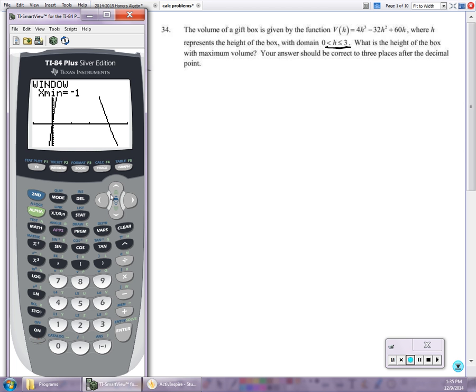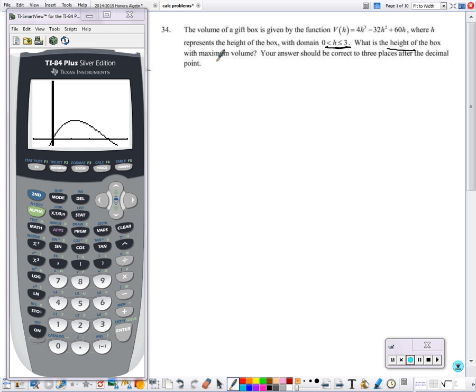And I can't, so I'm going to go to my window and make the Y max higher again. And this time, I'll try 100. Okay, so now I can clearly see the maximum. And it's asking for what height gives me the max volume. So the height is the x value of the maximum.